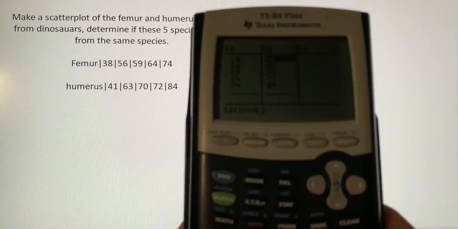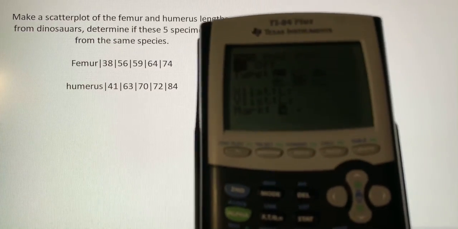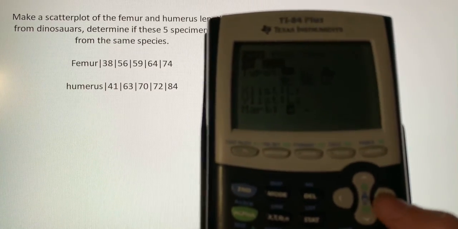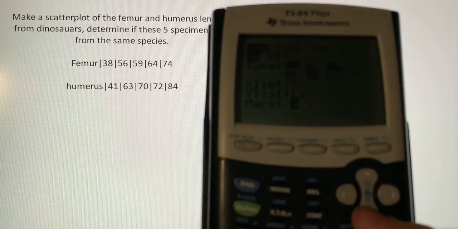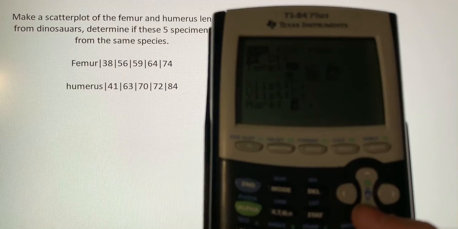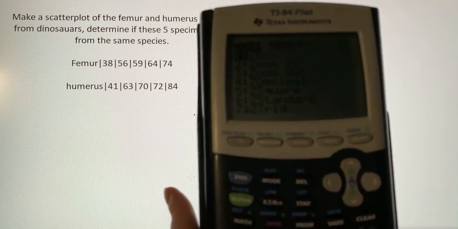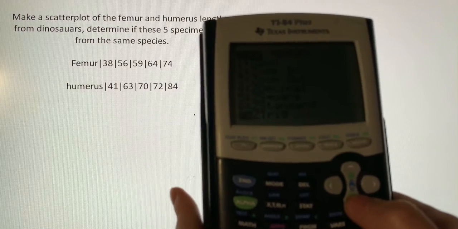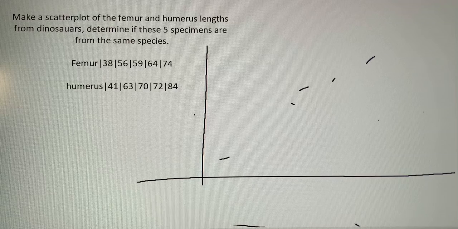The next thing we're going to do is second function, stat plot, plot 1. We're going to press on, go to scatter plot, and for x list, we're going to do list 1, y list, list 2. Then we are going to go to zoom. From zoom, we are going to scroll down to 9, which is zoom stat. If I did it correctly, then it should look something like this.